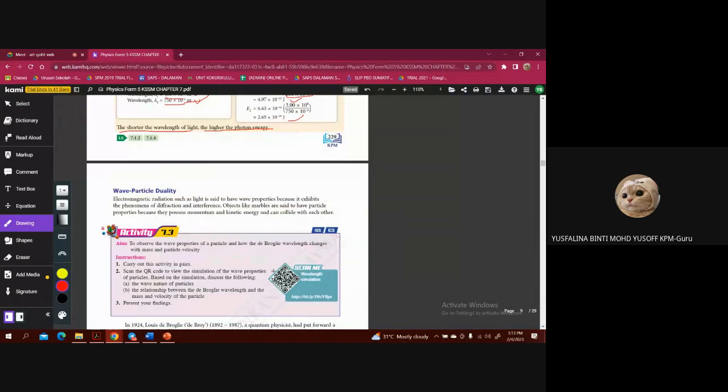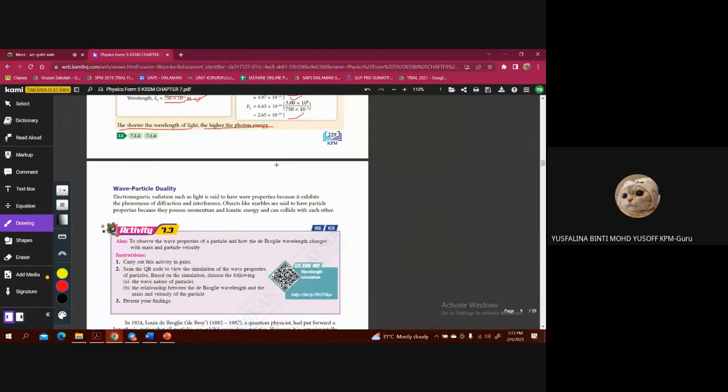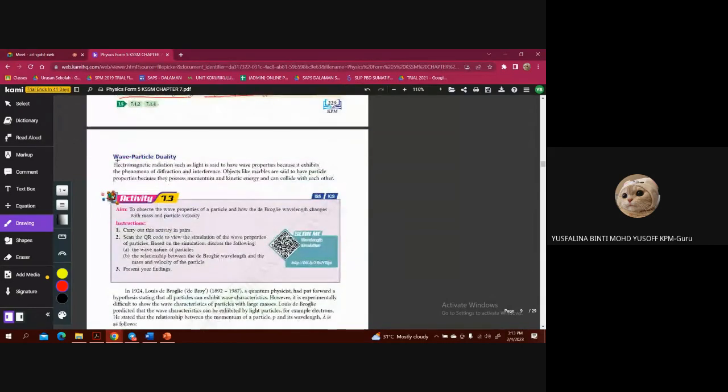Okay, next part, wave-particle duality. This is the one that I said just now. The light can also act as a wave. What is the proof? Because it can undergo the phenomena of waves. Light can be reflected, can be diffracted, can interfere, right? So light can act as a wave.